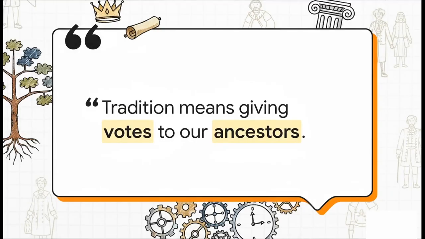First up is tradition. The UK writer G.K. Chesterton phrased this brilliantly. He said, "Tradition means giving votes to the most obscure of all classes, our ancestors. It is a democracy of the dead." That perfectly captures this almost Darwinian conservative belief about society.